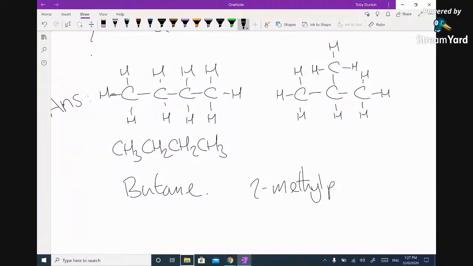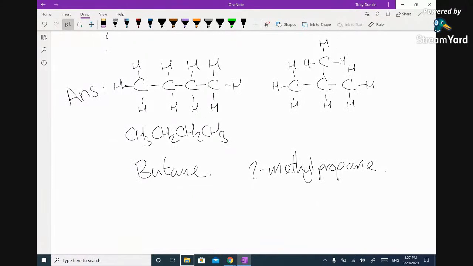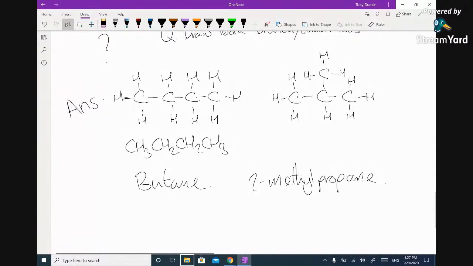Now, since Dinesh is in the room and I haven't taught him in a while, I'll say, Dinesh, that you technically don't need the 2, but I prefer it. The reason is that most students will lose the mark if they forget a number, because they don't realize when they don't have to include it. But you can never be penalized for including a number, as long as the number's correct. So that's 2-methylpropane. Those are the two branched isomers.